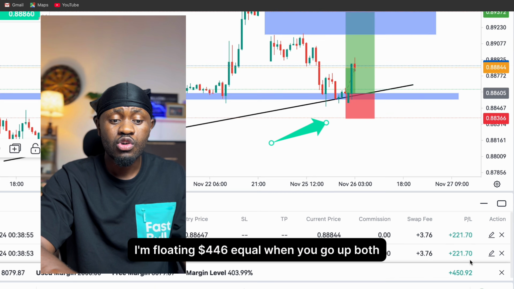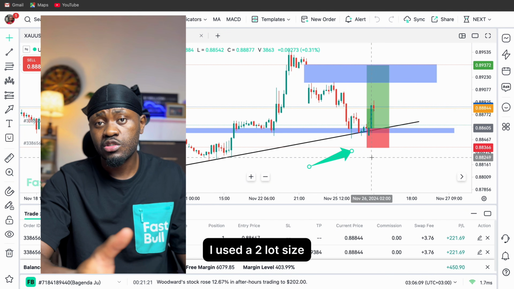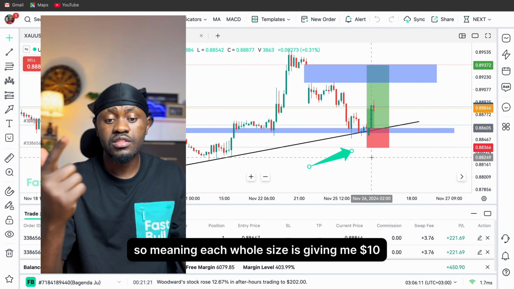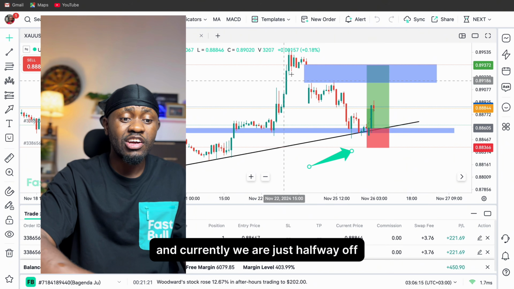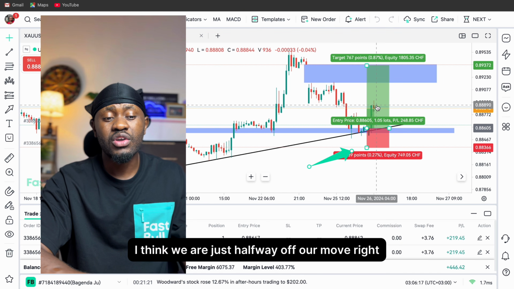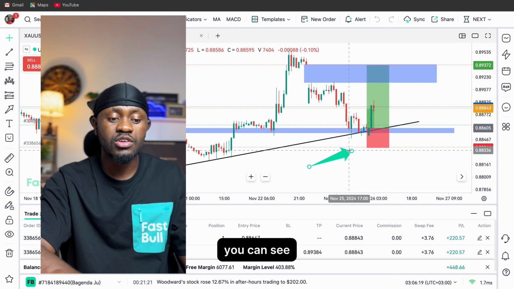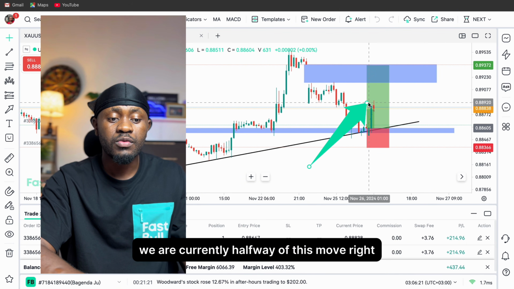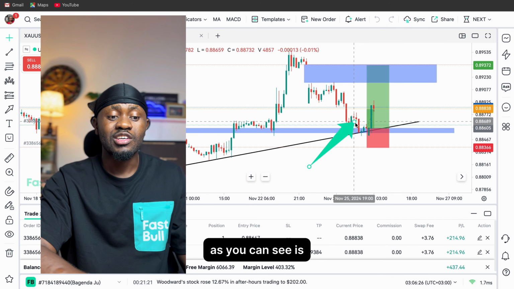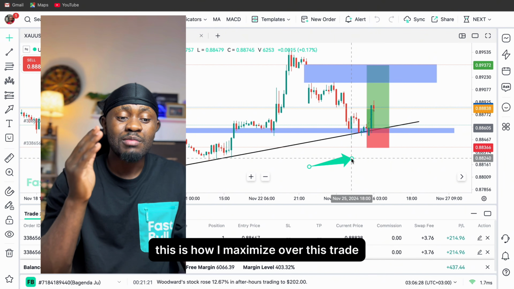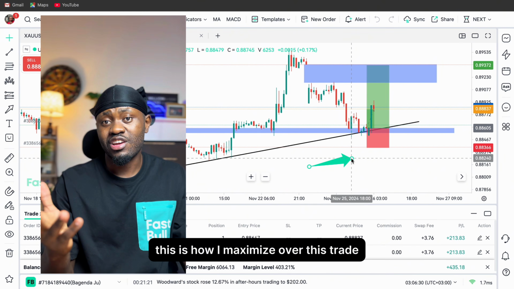As you can see down here, I'm floating $446. When you add up both, because I used 2 lot sizes, each lot size gives me $10 per pip, meaning right now I'm already up 20 pips. And currently I think we're just halfway through our move right here. You can see we're halfway through this move. We want this move to push up to the side right here. This is how I maximize off this trend.